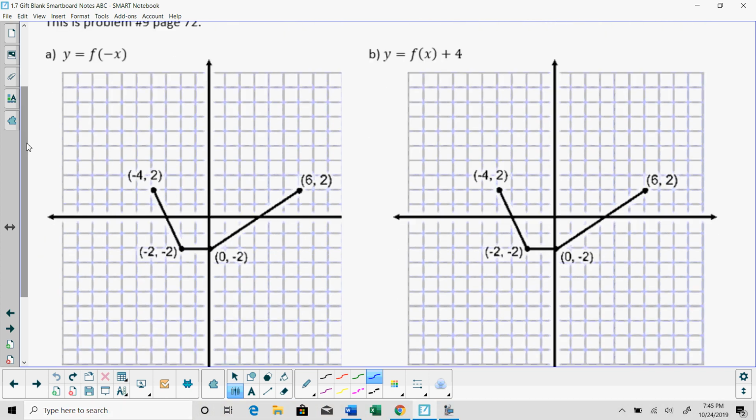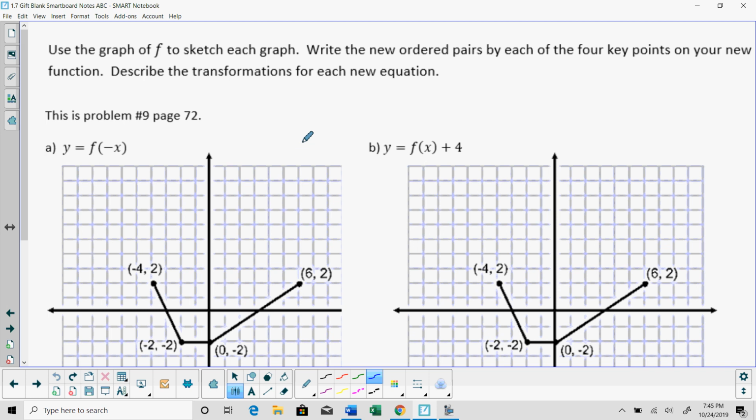All right, so it says for the directions, use the graph of f to sketch each graph and write the new ordered pairs by each of the 4 key points on your new function. Describe the transformation for each new equation. So for this first one, remember this is number 9 from your homework, and it is letter A. We are going to look at the parent function. Well, the parent function is just this function that we see here that's drawn. That's going to be the parent function for all of these problems for number 9.